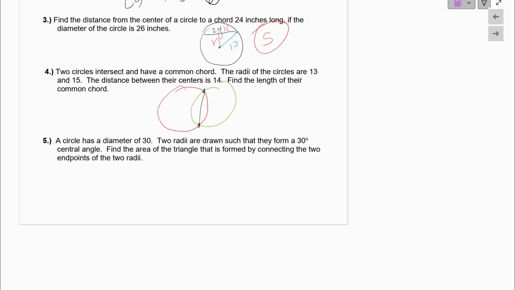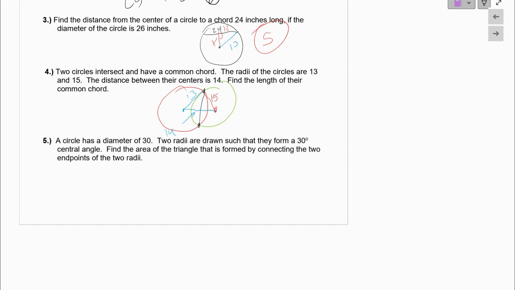The radii of the circles are 13 and 15. And again, it does not matter which one you call 13, which one you call 15. And then the distance between their centers is 14. So that distance is 14. And we want to find the length of the common chord.